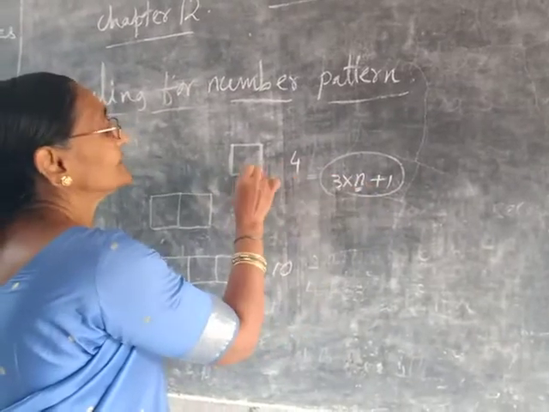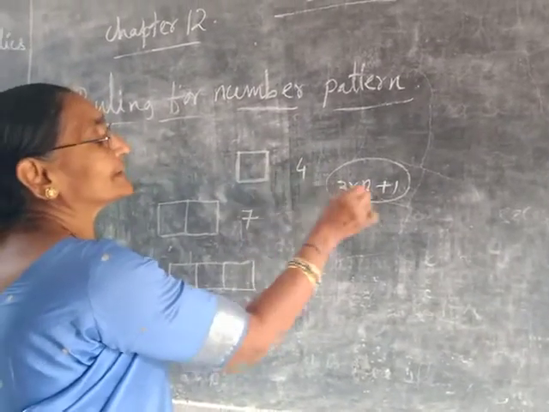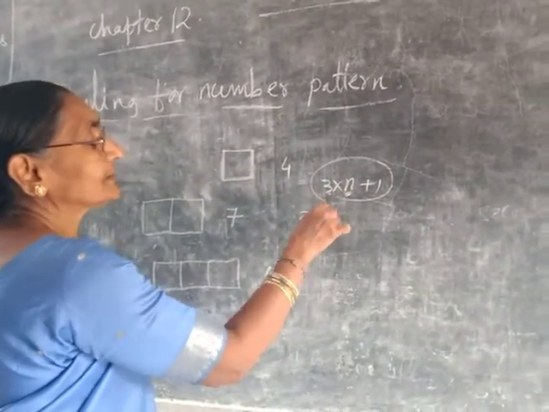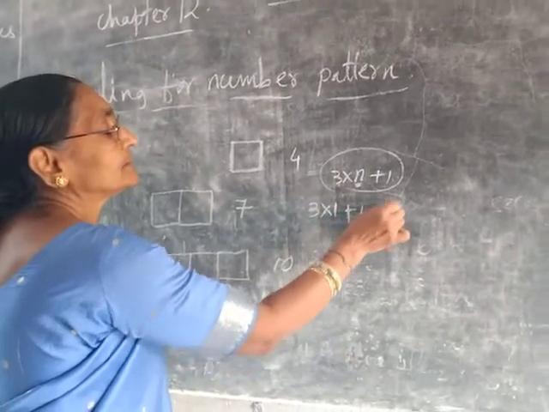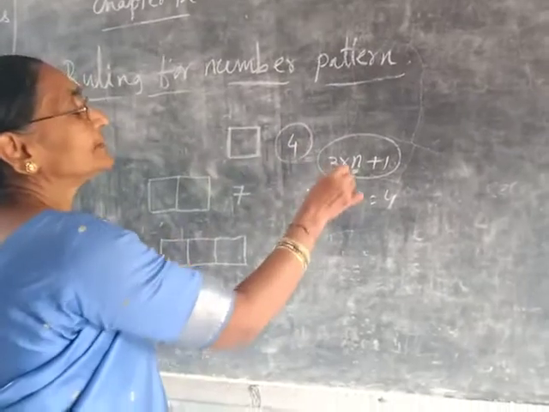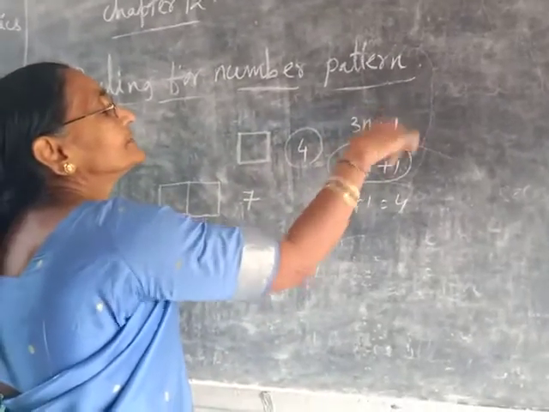3n. Suppose the n is the figure. How many figures are there? How many squares are there? Here 1 square is there, n is equal to 1. Then plus 1. How much is there? 3 1s are 3, plus 1, it is 4. Do you understand? How did 4 come? 3n plus 1. This is the formula.